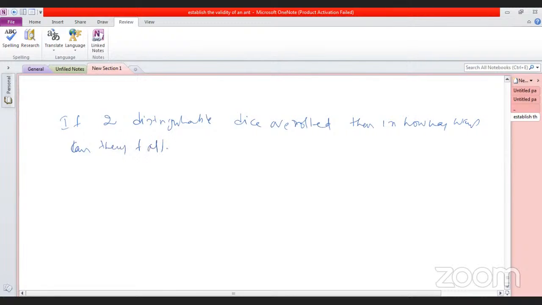See here, all of you. Let E1 be the event of the first die falling, which can happen in 6 ways. For the first it should be 6 ways. Let E2 be the event of the second die falling, which can also happen in 6 ways. So by the product rule, when two distinguishable dice are rolled, we get 6 into 6, we can write it as 36 number of ways.